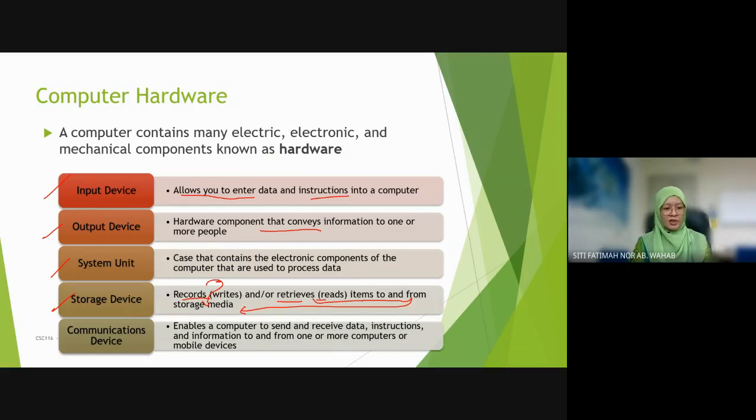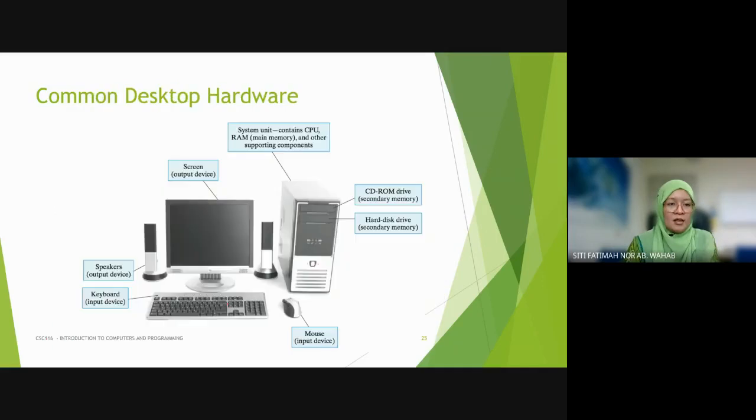And then we have communication devices that enable a computer to send and receive data, instructions, and information to and from one or more computers or mobile devices. You have your Wi-Fi, okay, router. So this is the example.